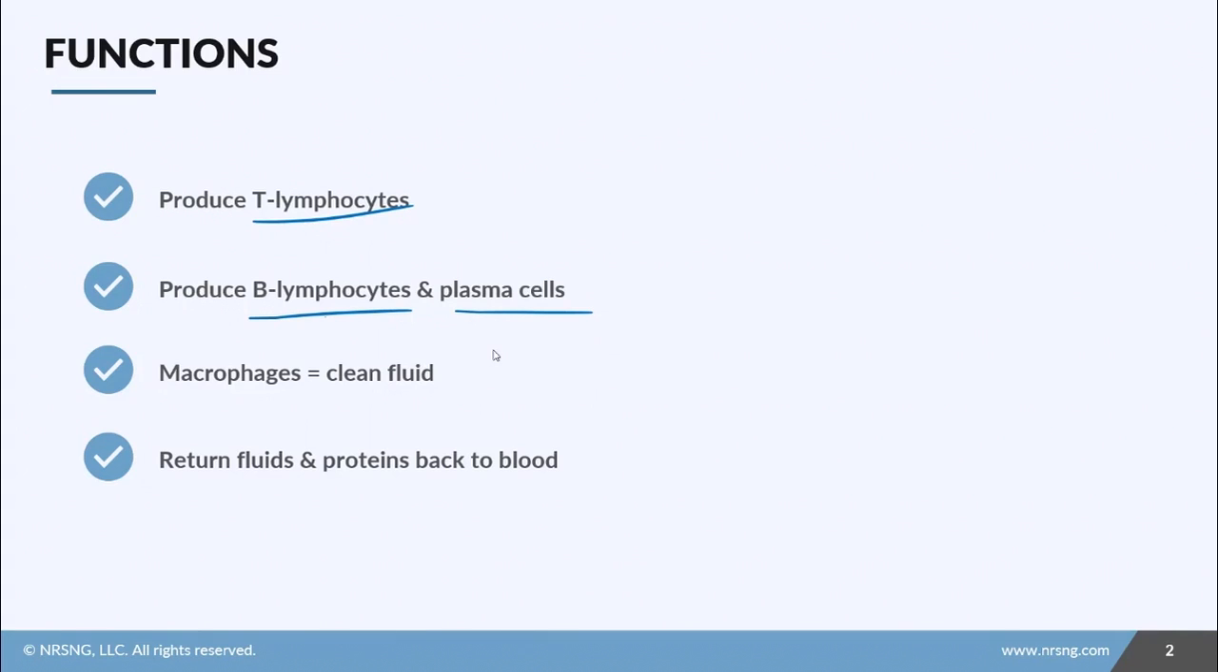The other thing that the lymphatic system does is it houses these macrophages, which are the white blood cells that help to clean out the fluid. So these guys go to the sites of infection, and they're going to destroy different types of pathogens. And so they essentially clean all the fluid out. The last thing that the lymphatic system does is that it's going to return the fluids and the protein back to the blood, and we're going to talk about that here in a few minutes.